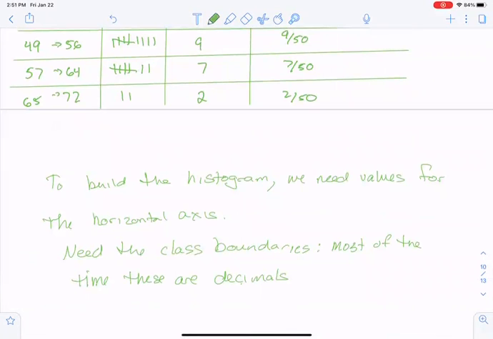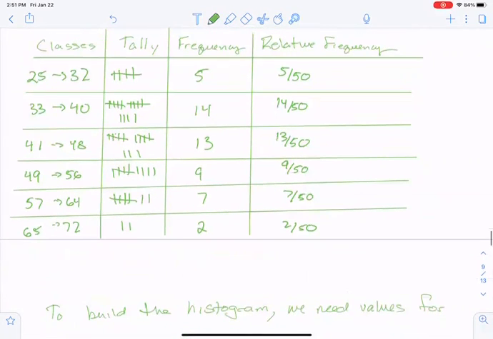So to build this histogram, we're going to need these class boundaries on the horizontal axis. And we're not going to find all of them this way. We've seen that there's a pattern: the difference between the upper limit of one class and the upper limit of the next class is our class width of 8. If we could just find one class boundary, then we could just add our class width of 8 and get the next class boundary.